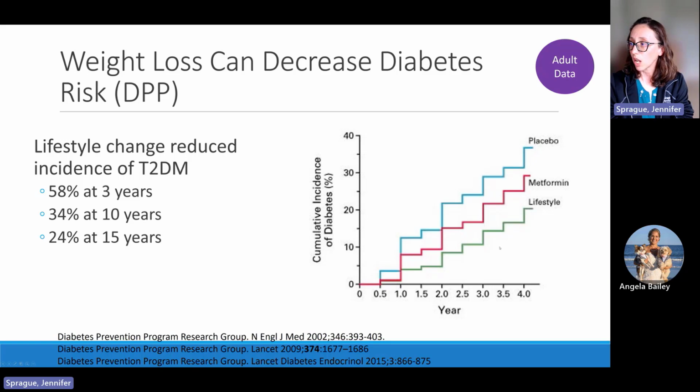So at 3 years from the start of the trial, the risk of the incidence of diabetes in the lifestyle group was 58% lower than in the placebo group. But at 10 years, it was still 34% lower, and 15 years, 24% lower. So I think this really nicely shows us that an intervention to improve health in the medium term can have a long-term effect on incidence of complications.